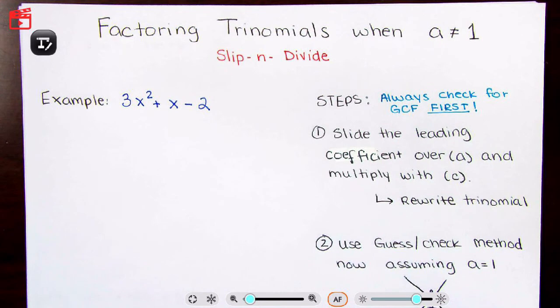In this video, we are talking about factoring trinomials when the leading coefficient is not 1. Now, in this video, we will only be working with the slip and divide method. In my class, I usually say slip and slide just because it's funner to say, but it is the slip and divide method when your leading coefficient is not 1.